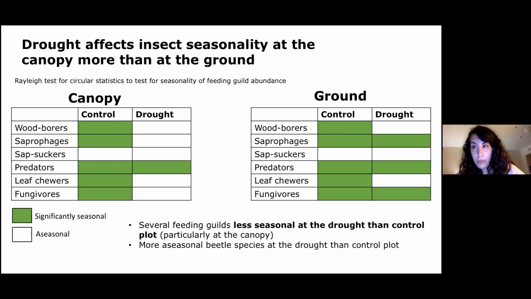But when I was looking at the drought plots at the canopy, almost every insect feeding guild lost their seasonality. So they were all aseasonal and there was no huge peak in abundance before the wet season. And that was true at the canopy, but at the ground, there was still a bit of seasonality observed. So for some reason, at the canopy, the large trees, there seemed to be this loss of seasonality and loss of the peak of abundance of insects just before the wet season.